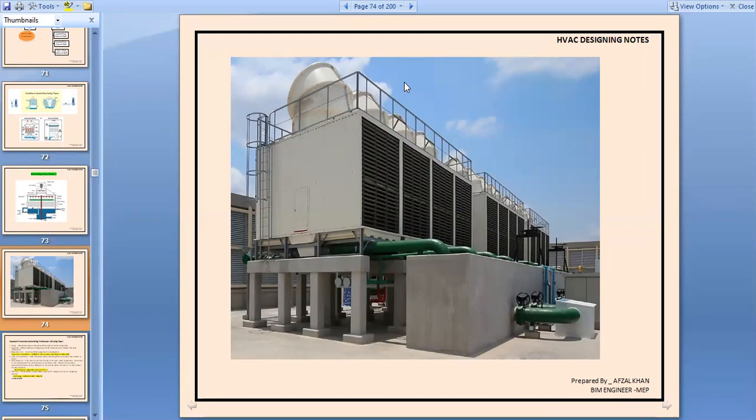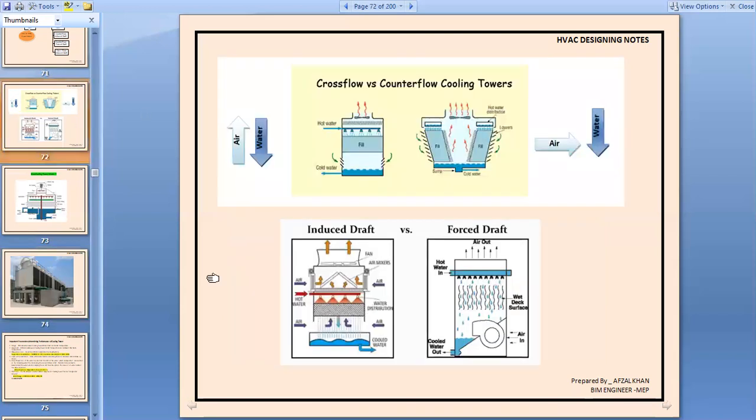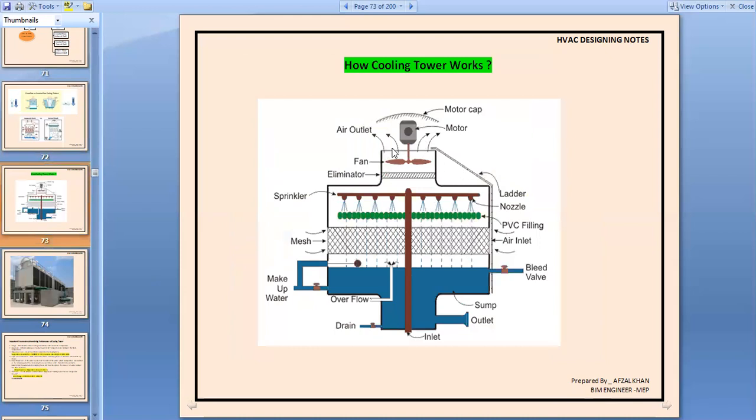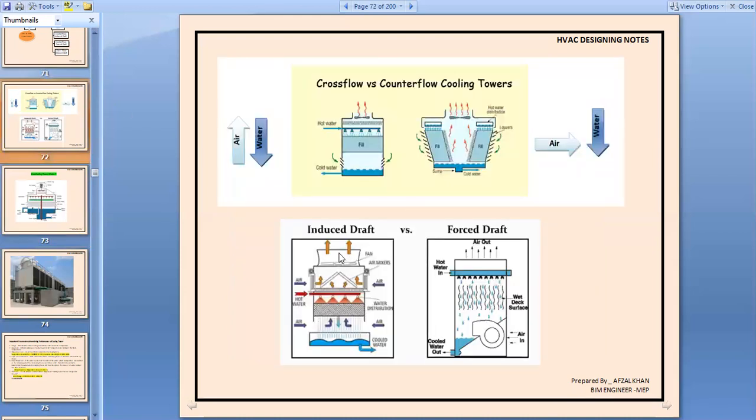Actually, I didn't understand this induced and forced. Induced draft, like this, the fan is located on the top, so it is an induced draft. If the fan is located on the bottom, in the sump, then it will be a forced draft. So this is the difference. Cross flow and counter flow: if the air is taken from the bottom and it is parallel to the water, then it will be a counter flow. And for cross flow, the air is perpendicular to the water, taken from one side, and the water is perpendicular to this particular air. This will be a cross flow.